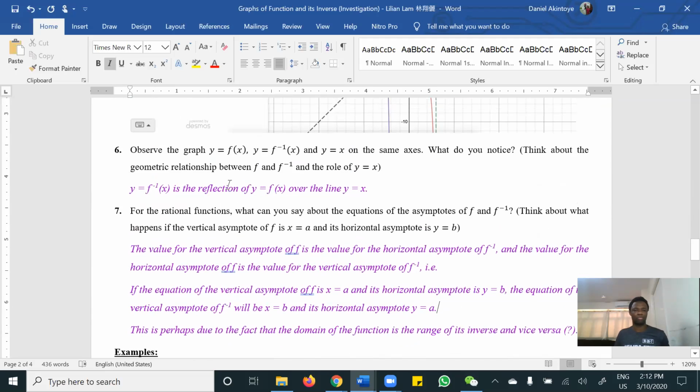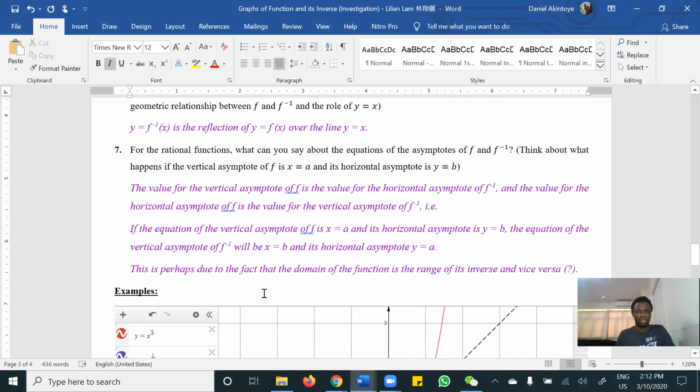So y equals f inverse is a reflection of y equals f of x over the line y equals x. Yes. So that's the relationship between them. And I think everybody got this as well. So if you notice, if the vertical asymptote of f is x equals a, then y equals a will be the horizontal asymptote of f inverse. Okay. So the vertical asymptote of f is the value of the horizontal asymptote of f inverse, and so on. So I think that's what everybody did.